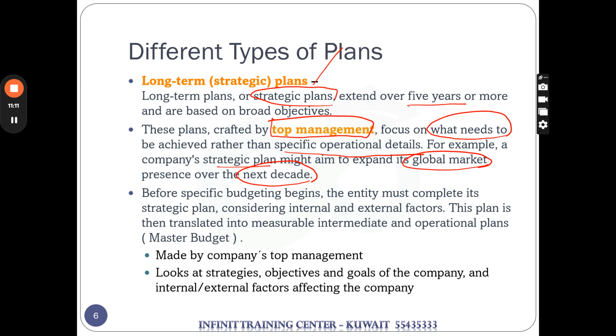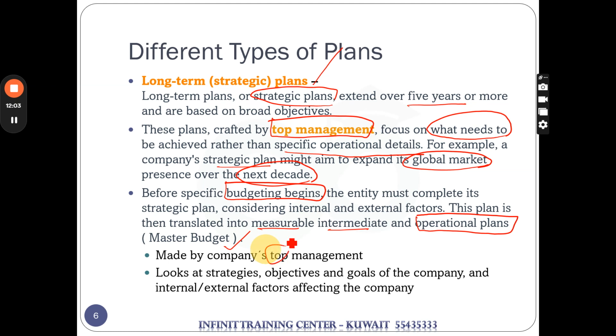So this plan has to be there. This is a long-term plan. From this long-term plan, input for budgeting or input for short-term plans or operational plans is obtained. This plan is then translated into measurable intermediate operational plans, or we can say the master budget. So we should first have a long-term strategic plan, and that plan will be split into short-term plans, and those short-term plans will have details of operation, how this can be achieved. But in the long-term plan, you will just have a general idea about what needs to be done.